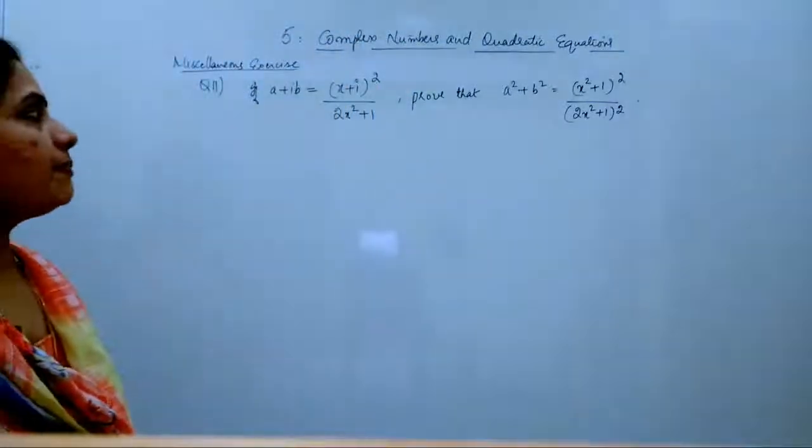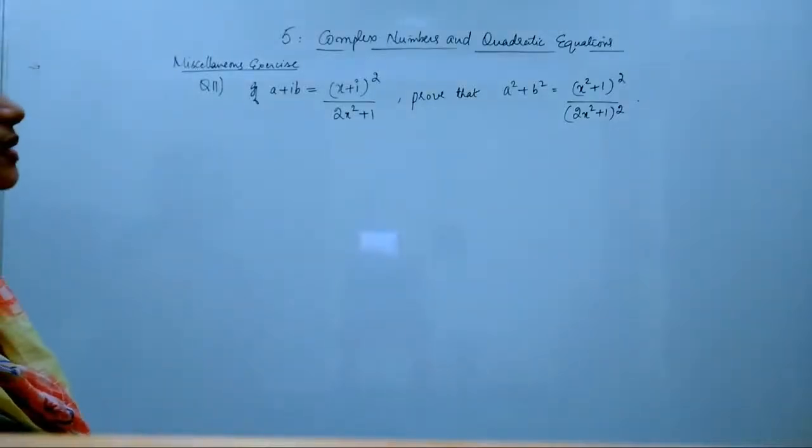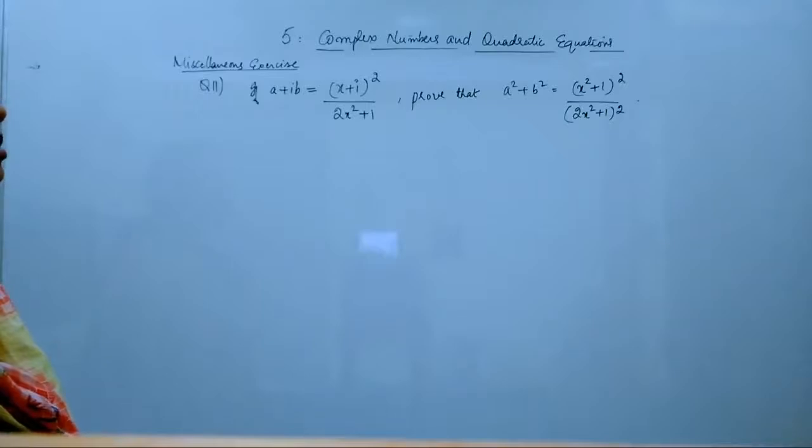If a plus ib is equal to (x plus i) the whole square divided by 2x square plus 1, then prove that a square plus b square is equal to (x square plus 1) the whole square divided by (2x square plus 1) the whole square.